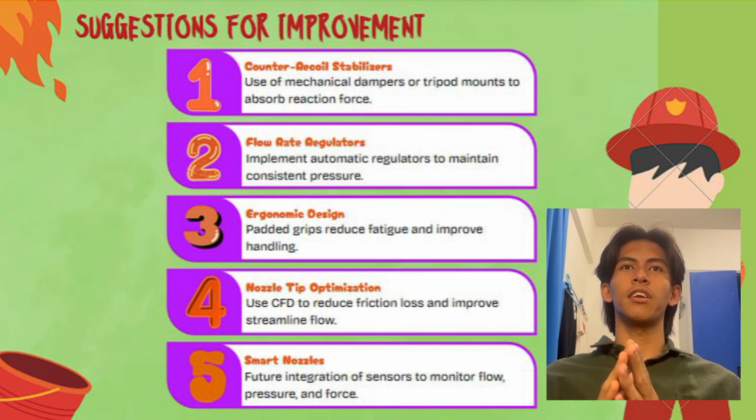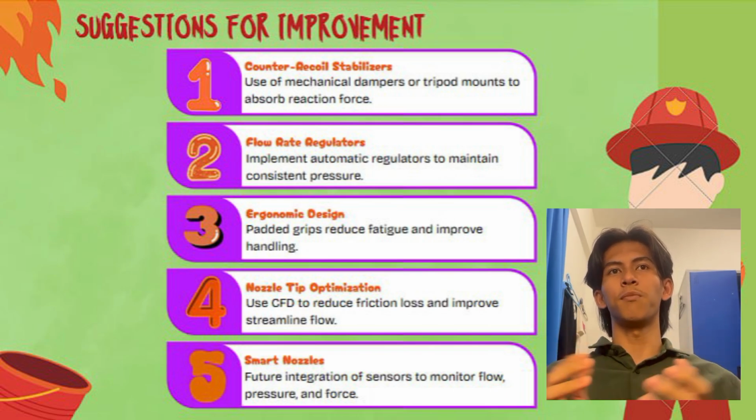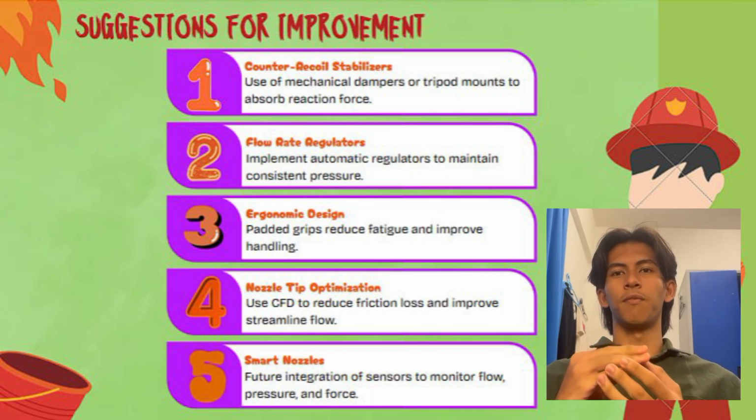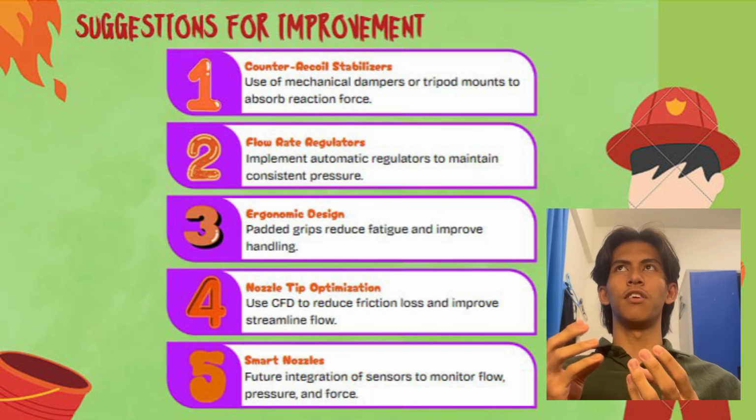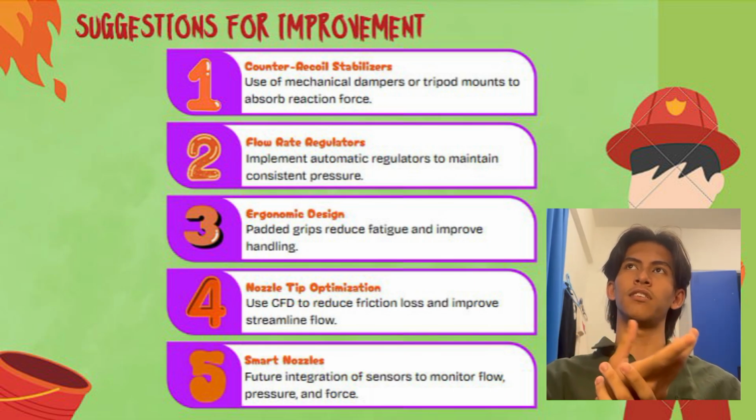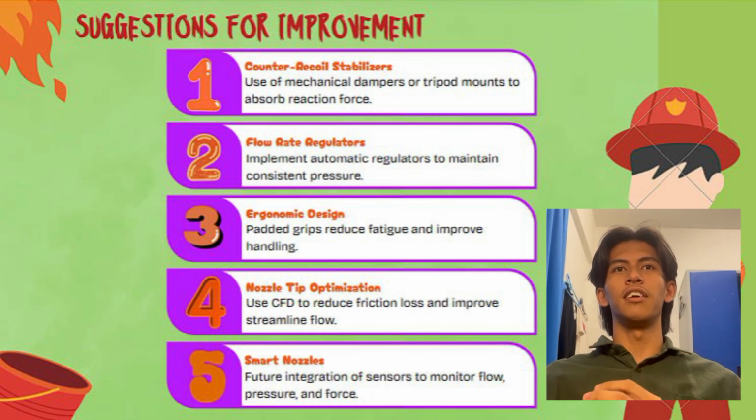Second, install a flow rate regulator to maintain consistent output even when supply pressure varies. So we know that the flow rate of the water is still the same, even though we use a different shape, different nozzle.